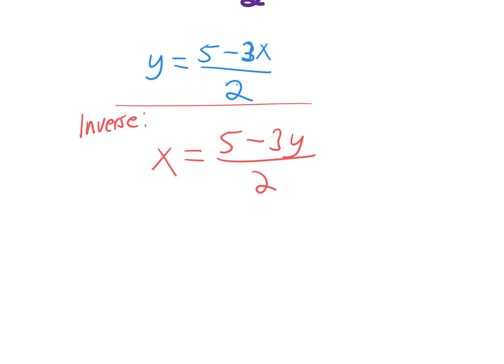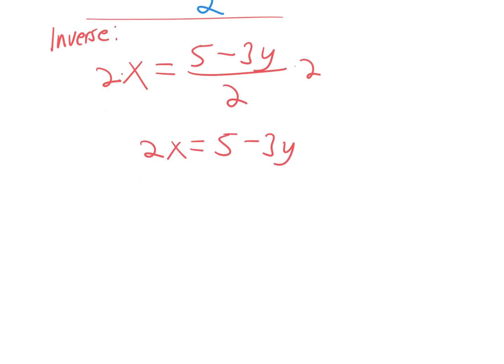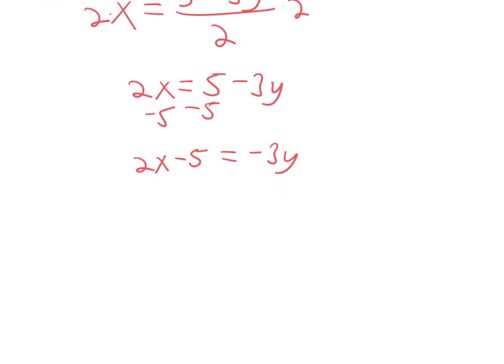And to get the actual inverse, you're going to solve for y. What can we do here to get the y by itself? What's the first thing we could do? Good, right? Times 2 on both sides. So then you get 2x equals 5 minus 3y. What's the next thing we can do? Good, right? Subtract the 5. So we get 2x minus 5 equals negative 3y. And what's the last thing we can do? Good, right? Divide by negative 3. And then you end up with something like this. y equals 2x minus 5 over negative 3.